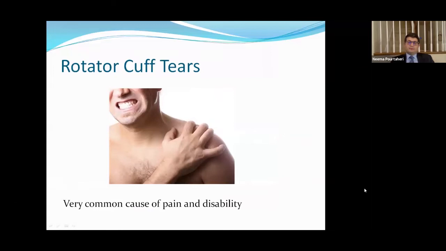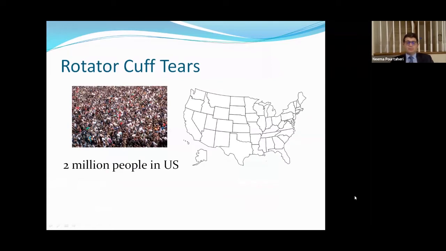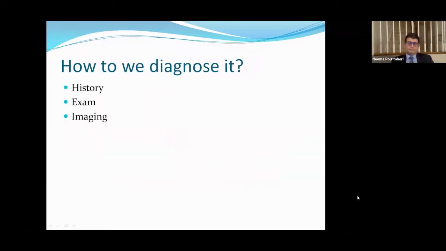So rotator cuff tears, this is a very common cause of pain and disability. It affects about 2 million people in the United States annually. So how do we diagnose it? Starting out by a history in the office, a physical exam, and then imaging.